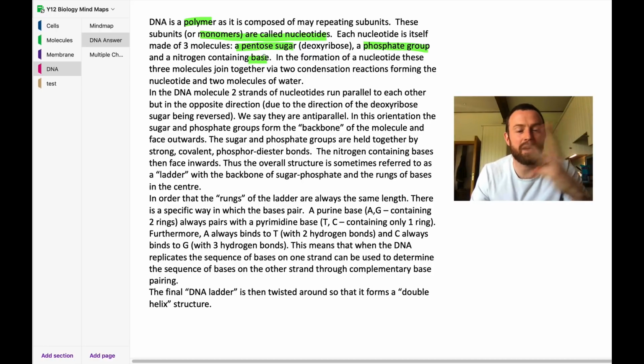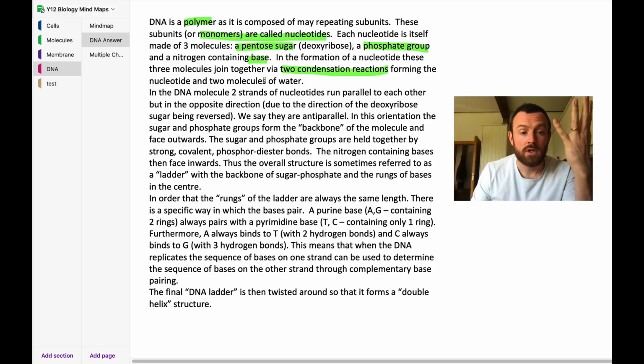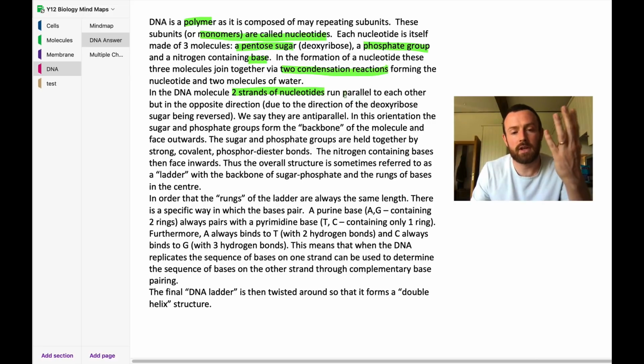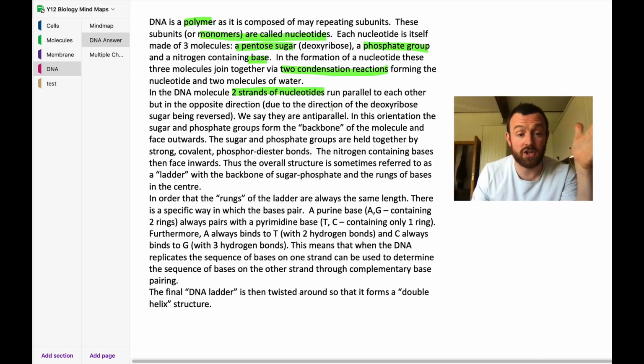Let's just give that one. Let's be a bit stingy. So condensation reactions. There's going to have another one there, 4. So saying that water's formed. 2 strands of nucleotides running parallel. Okay, that's probably 5, but in opposite direction.